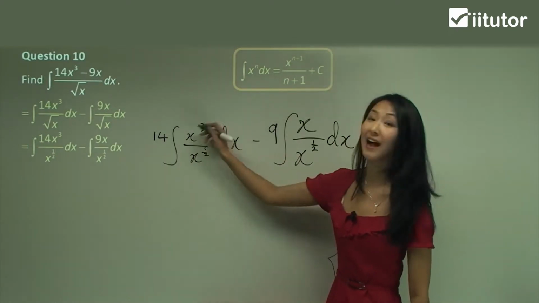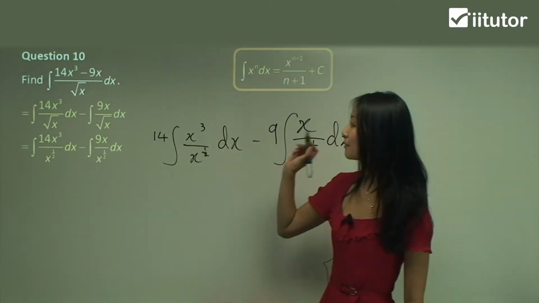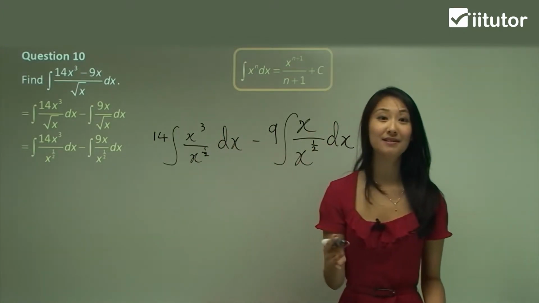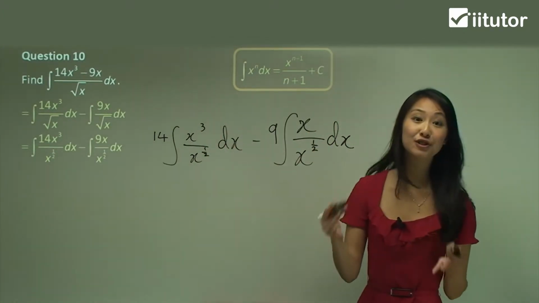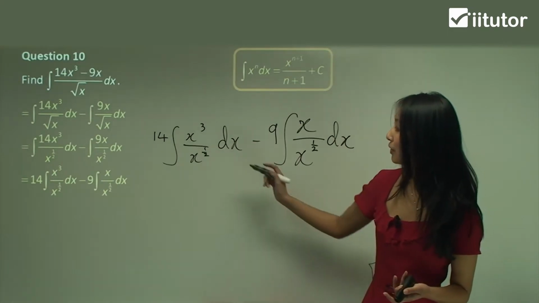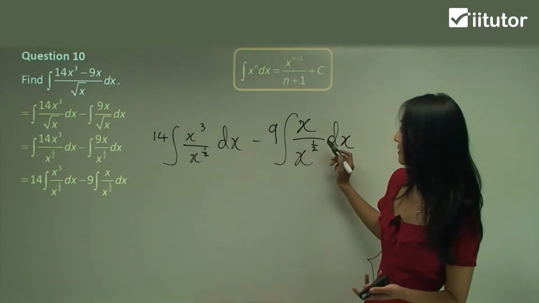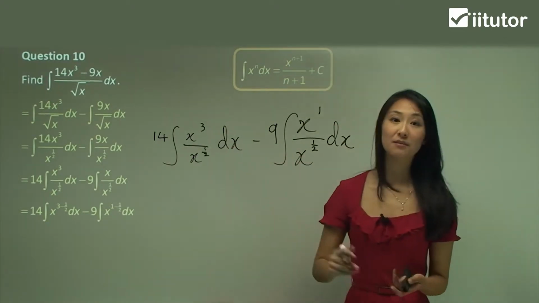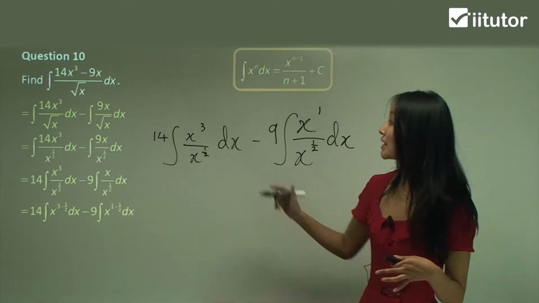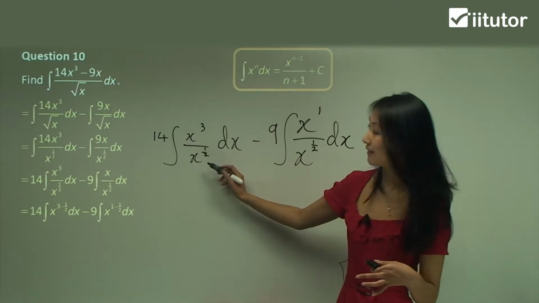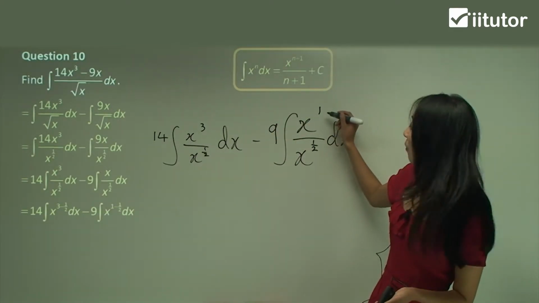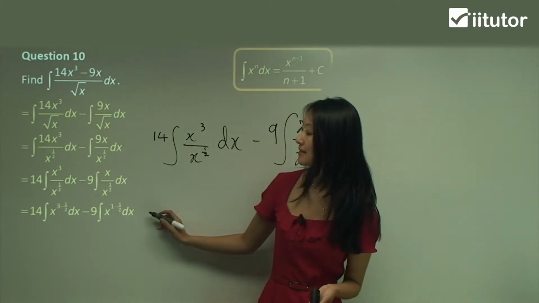Now we can simplify these x's, can't we? Because we remember that when we divide within the x, what happens to the indices? Exactly, you should subtract. So what you can do is subtract the indices. So remember, division between them gives us subtraction of the indices. So we have 3 minus half here. And here, remember, x is just x to the power of 1, so 1 minus half. So now we are up to this step here.